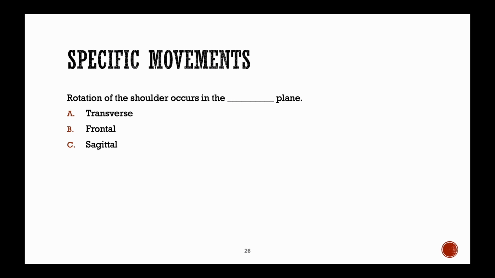Rotation of the shoulder occurs in which plane? Now remember, make sure you are doing rotation and not circumduction. Rotation happens in the transverse plane. So we would have that pin going in right through the top of the shoulder, or if we're doing panes of glass, we would need to have the pane of glass at the top of the shoulder and down by our fingers, cutting across that transverse plane of the body.